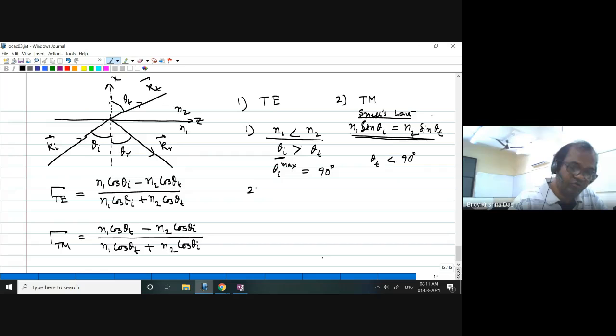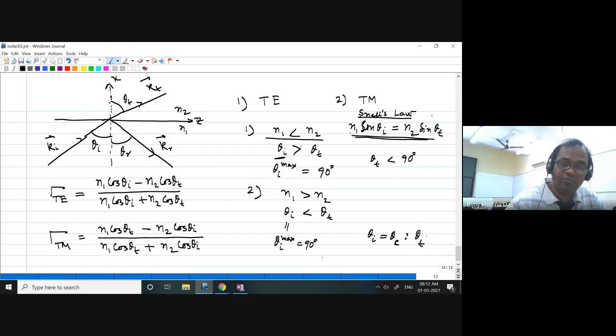So now case 2, where I am considering N1 greater than N2. Again, if I follow Snell's law, theta I should be less than theta T. Since theta I max can be 90 degrees, in between you can find a value theta I equal to theta c, that is the critical angle, when theta T will be equal to 90 degrees.